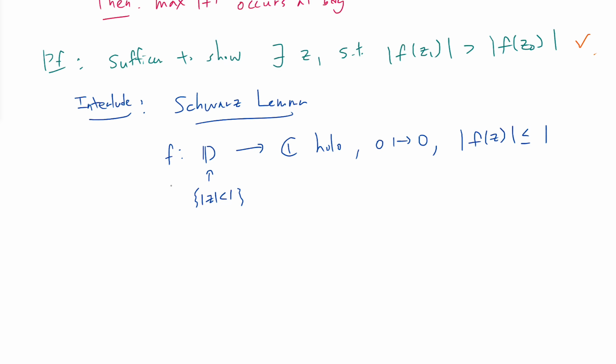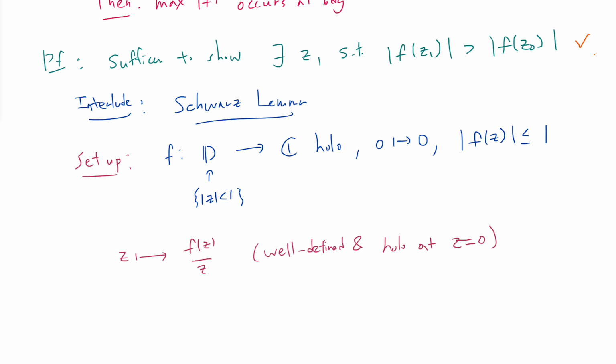So this is the setup. Consider the map z maps to f of z over z. One thing to realize is that this is well defined and holomorphic, and it can be made holomorphic, to be precise, at z equals 0, because f is differentiable at 0, and when you take the limit as z goes to 0 of f of z over z, this is exactly a difference quotient, right? Because f of 0 is 0, so this is f prime at 0. So this is well defined and holomorphic at z equals 0, with 0 mapping to f prime of 0, if you like. And let me assume something a little stronger just for the moment.